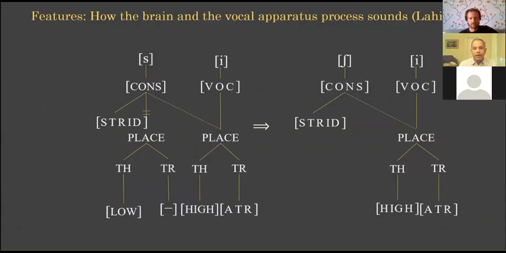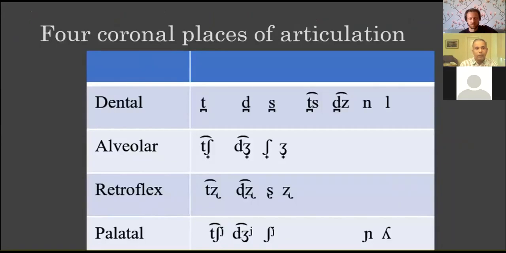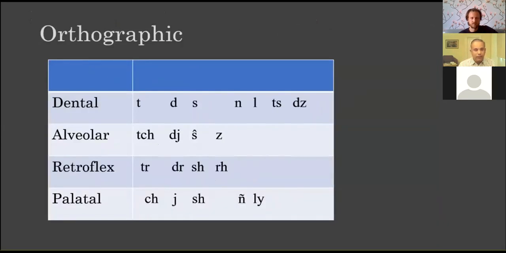And that is analyzed into features, how the brain and vocal apparatus process sounds. And then from there, we made this list, and then finally it is distilled down to orthography, the writing system.